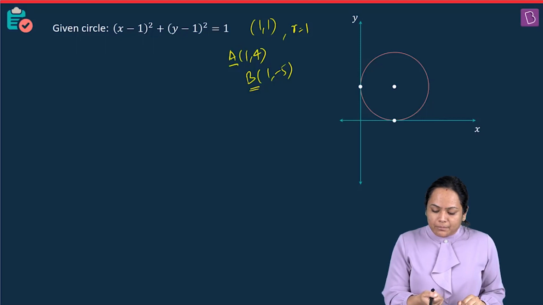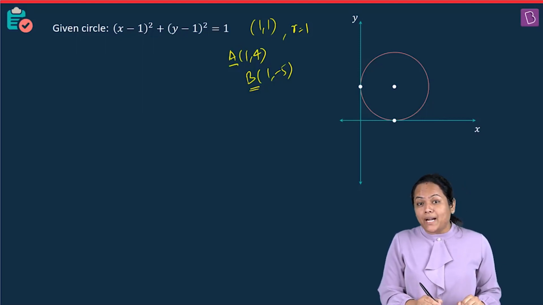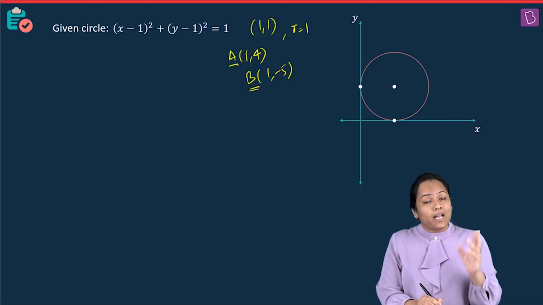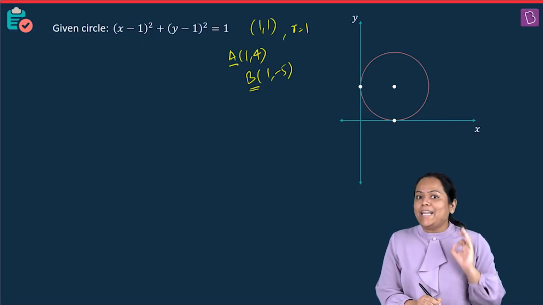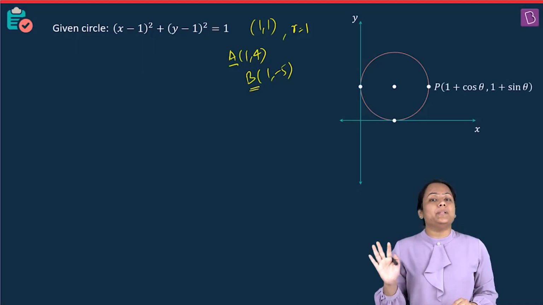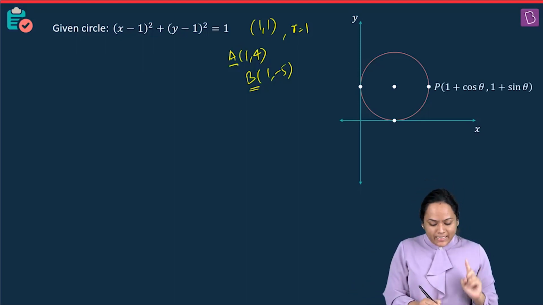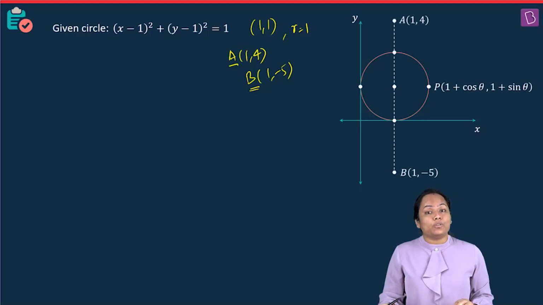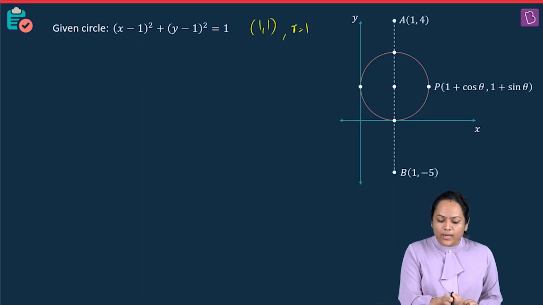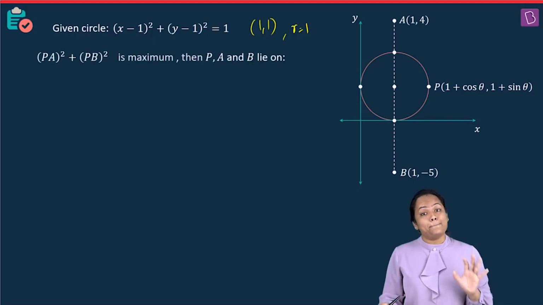So I can say that my P point will be nothing but x1 plus r cos theta, comma y1 plus r sin theta, right? And what is x1, y1? The center of the circle. So it's going to be 1 plus cos theta, comma 1 plus sin theta. And then I have my points A and B also. So now I have to apply the condition that PA square plus PB square is maximum.